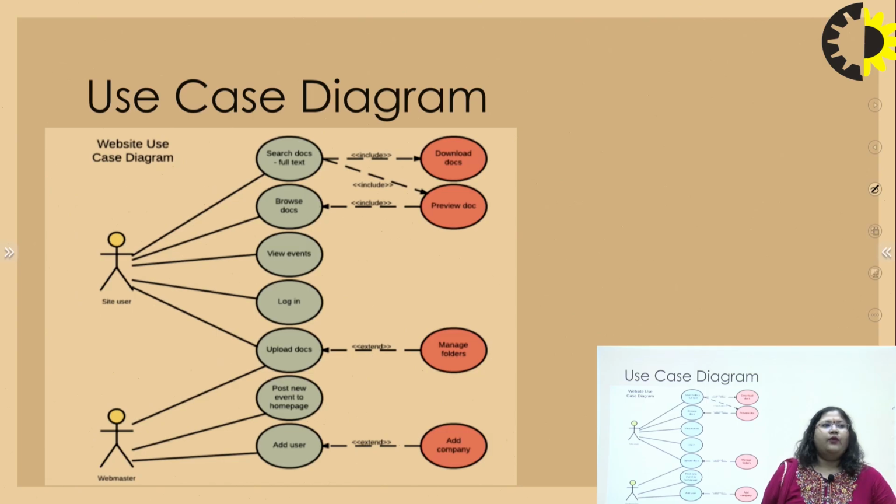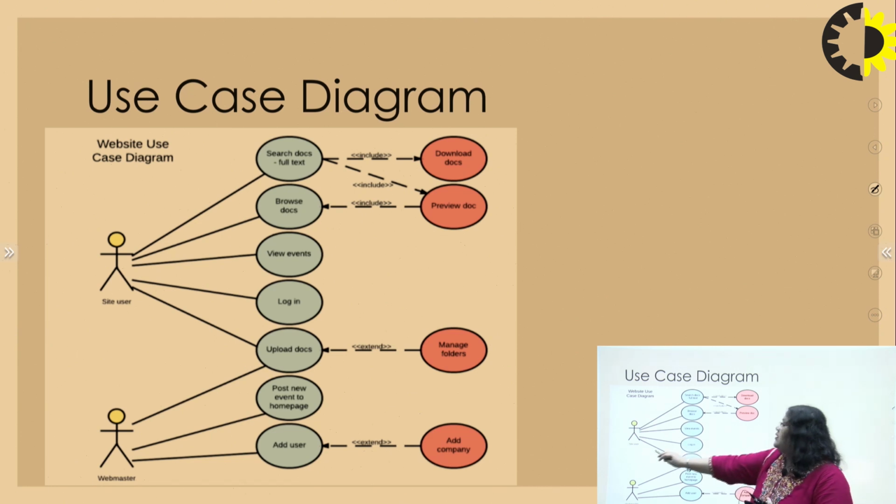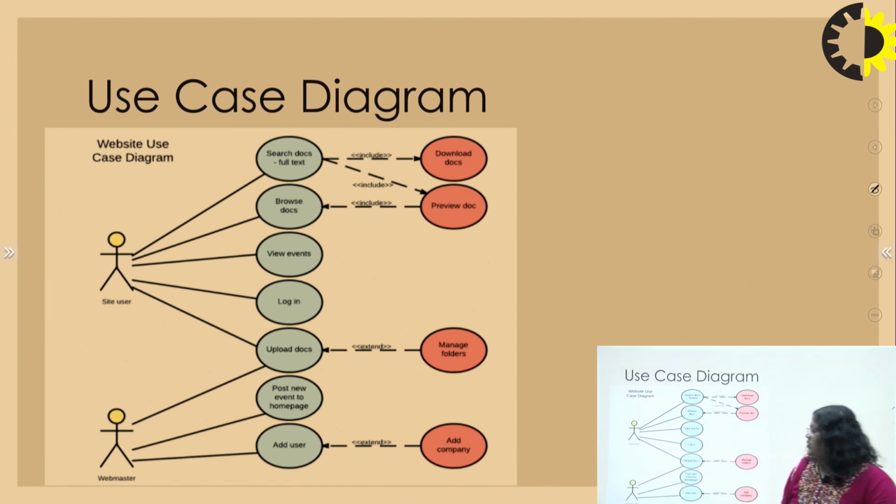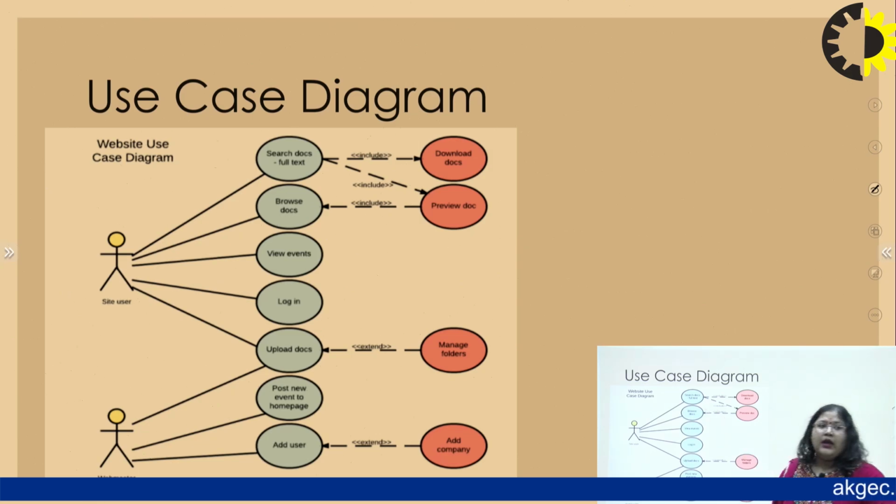This is the diagram for the website. So, in this there are search document, and so on. These are the use cases, and these are the actors. So, there are two actors, site user and the webmaster, and these use cases are connected with the search-defined use cases by using the include. So, this is the extension version that we have to use as an include or exclude. So, upload a document extends manage folders, and include means the previous document is already included in the browse docs. So, these are the include and exclude.